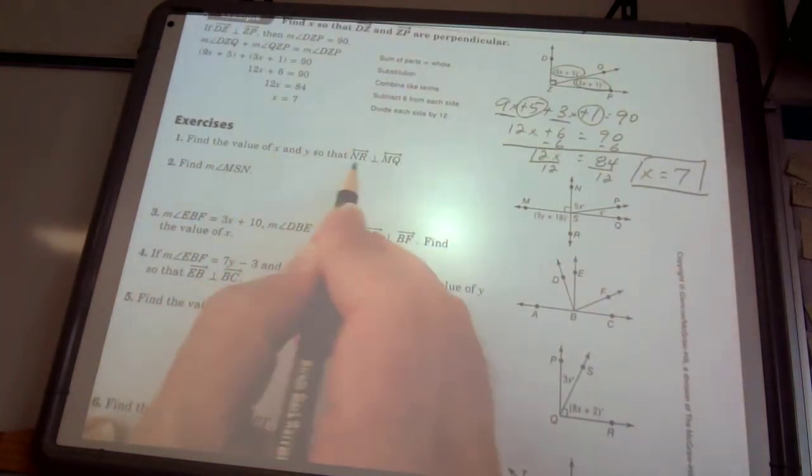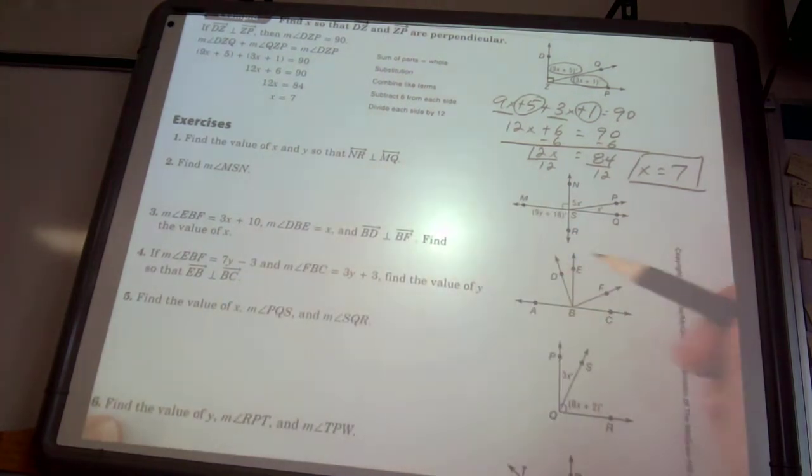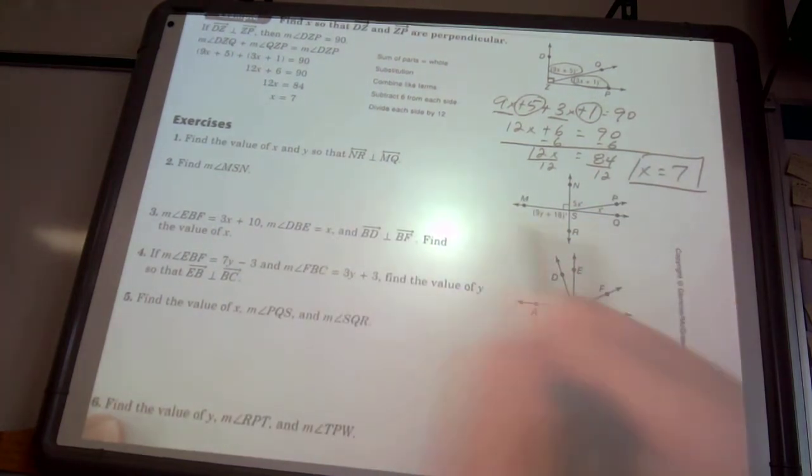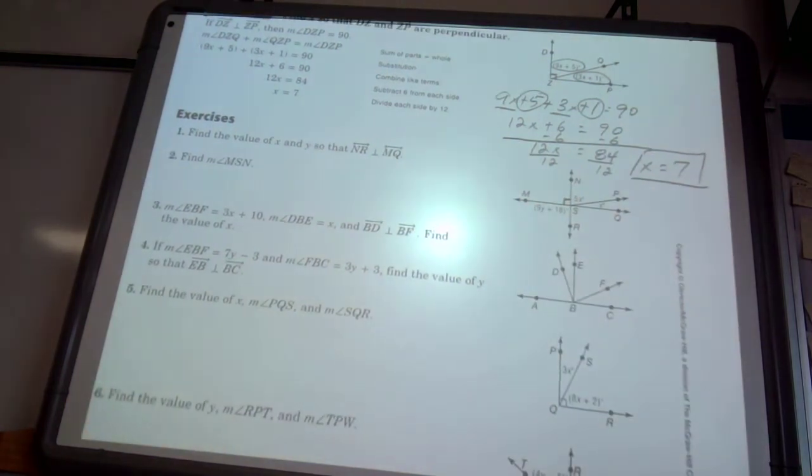Find the value of x and y so that line NR is perpendicular to line MQ. So there's NR, there's MQ. We want these to be perpendicular, so they put that right angle right there. Now, there's one mistake that I see when people get this.